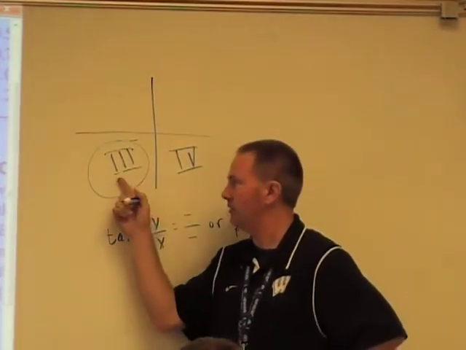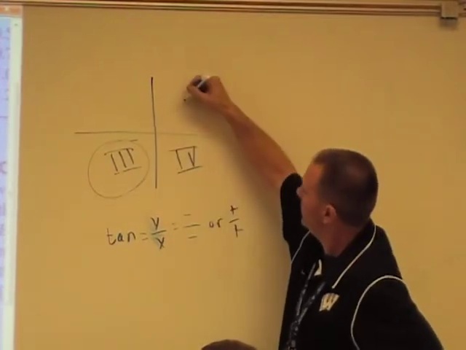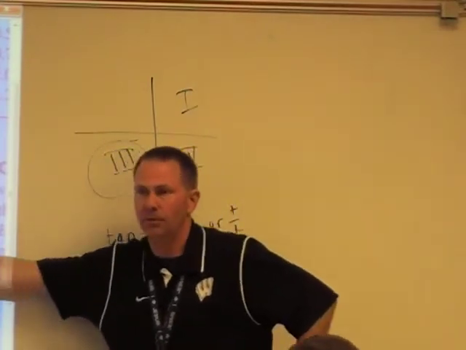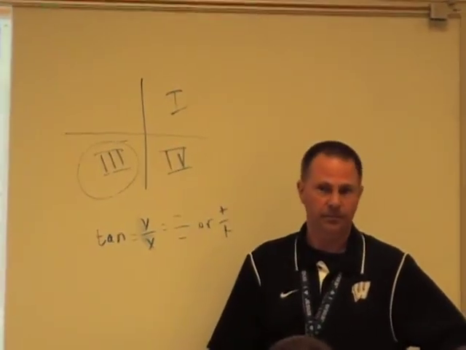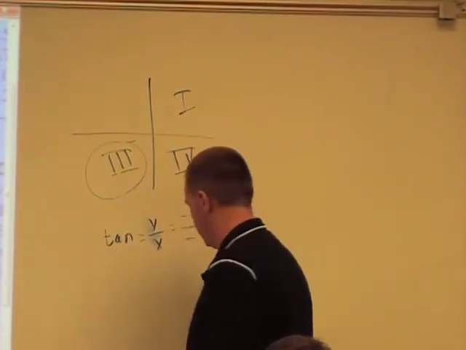So the sine is negative in both these quadrants. The tangent is positive in this quadrant and this quadrant. So where are they both together the same with what this is asking? In the third quadrant. Okay? I'm going to do another one. Okay?